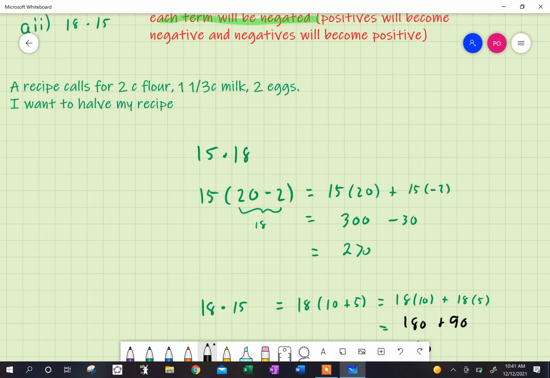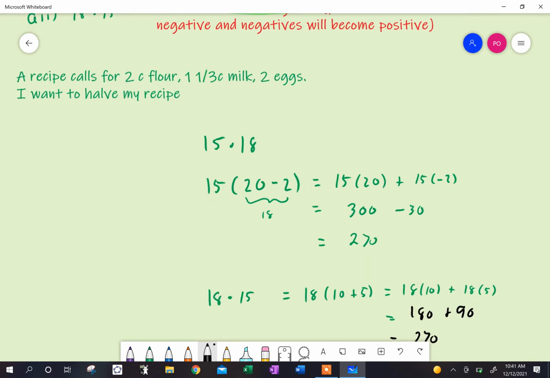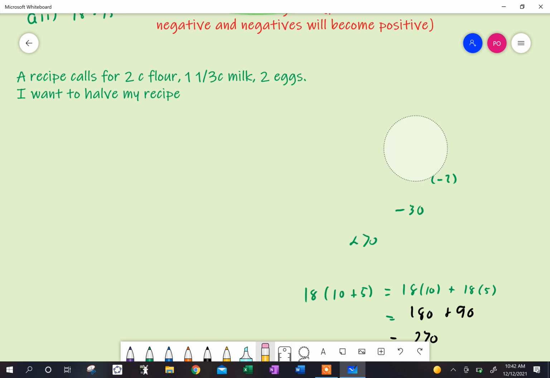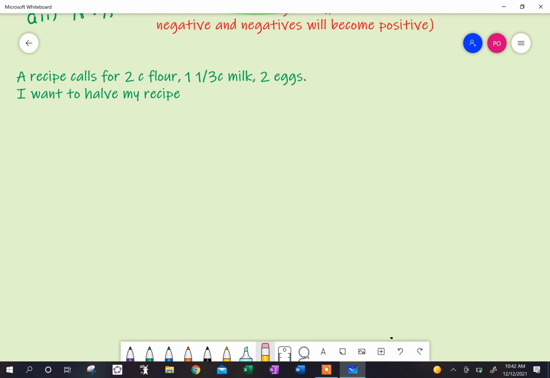And I had one other one, which is basically something that you may or may not realize you do all the time. You use this when you cook, although maybe you don't cook. The other day, my kid was making waffles, and here's the recipe: 2 cups flour, 1 1/3 cup milk, and remember, 1 1/3 is really equal to 4/3, and 2 eggs. She wanted to halve her recipe, so 1/2 of 2 cups of flour, plus 4/3 cups milk, plus 2 eggs.